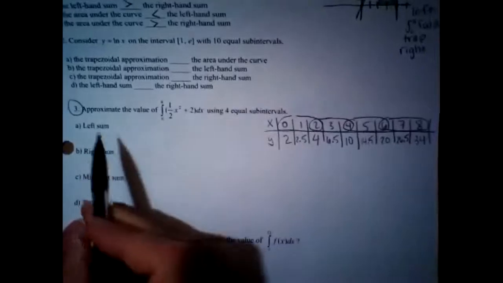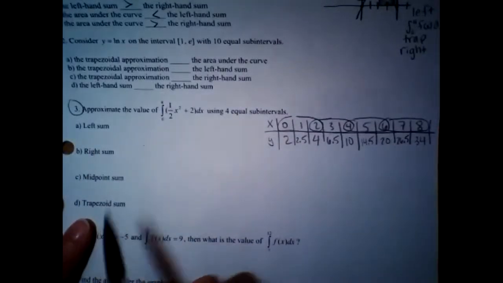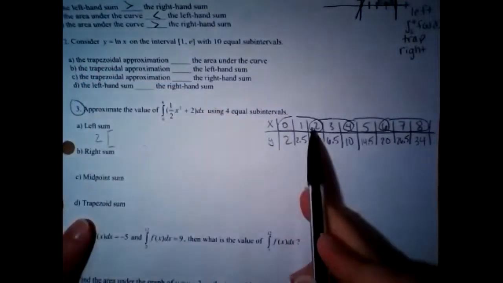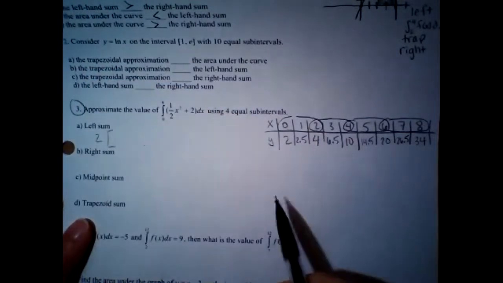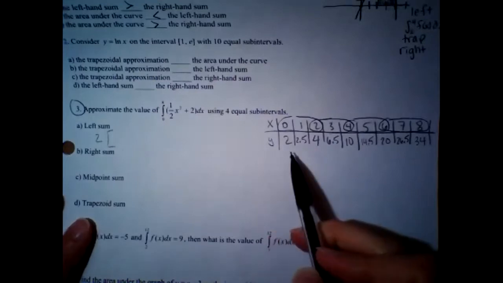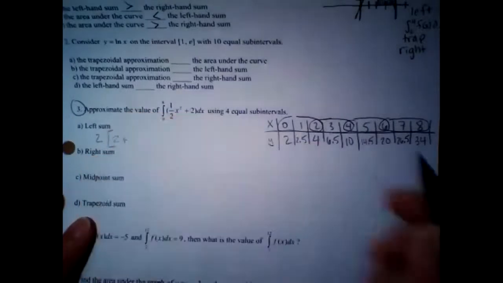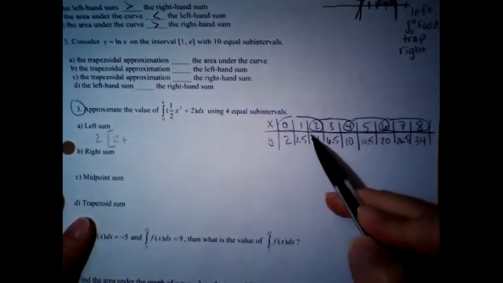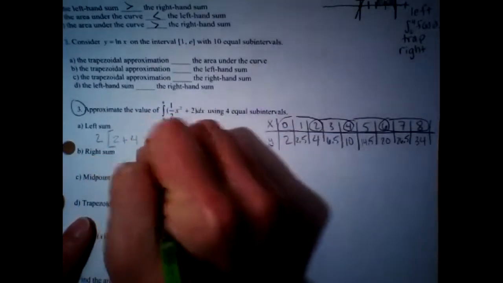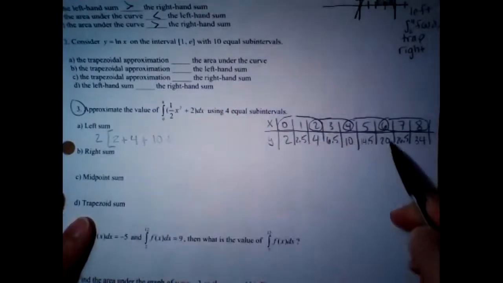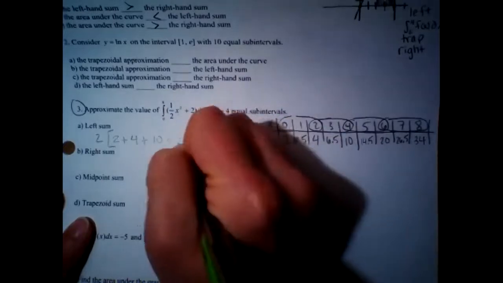Now we're going to just write out all these answers. So for the left sum, each subinterval is 2 units in length, so 0 to 2, 2 to 4, and so on and so forth. And we're just going to pull out all the left values. So for the first subinterval, that's 2. For the second subinterval, that's 4. For the third one, that's 10. And then for the fourth one, that's 20.